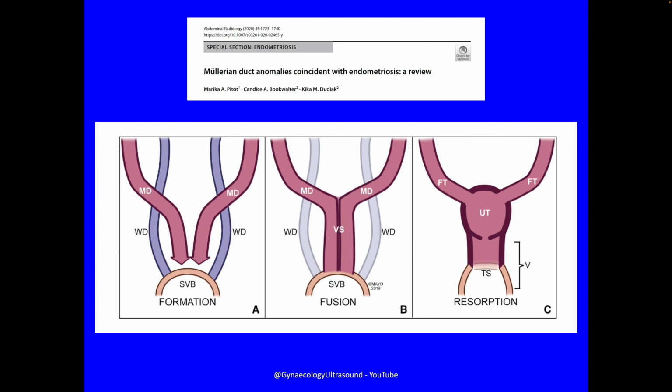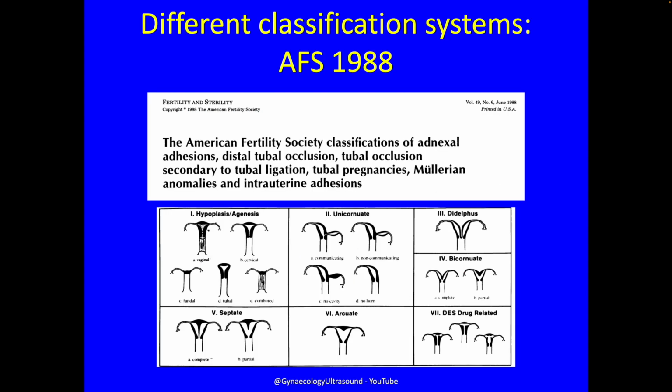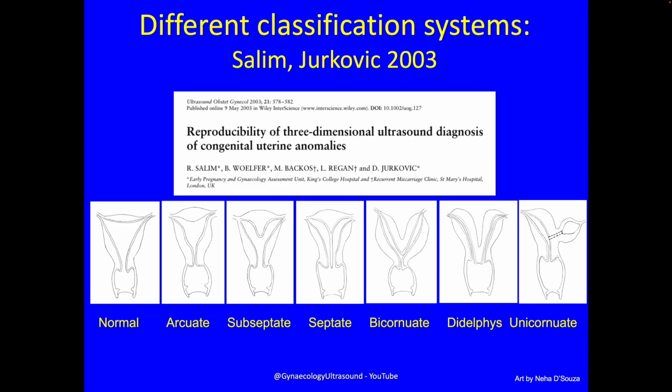The way Müllerian duct abnormalities come about is through a problem with the formation of the Müllerian ducts, or their fusion, or the resorption of a septum. Thinking about classification systems, the original American Fertility Society one was from 1988, has been superseded. This classification system from 2003 is very good and useful, and I've used it ever since then.